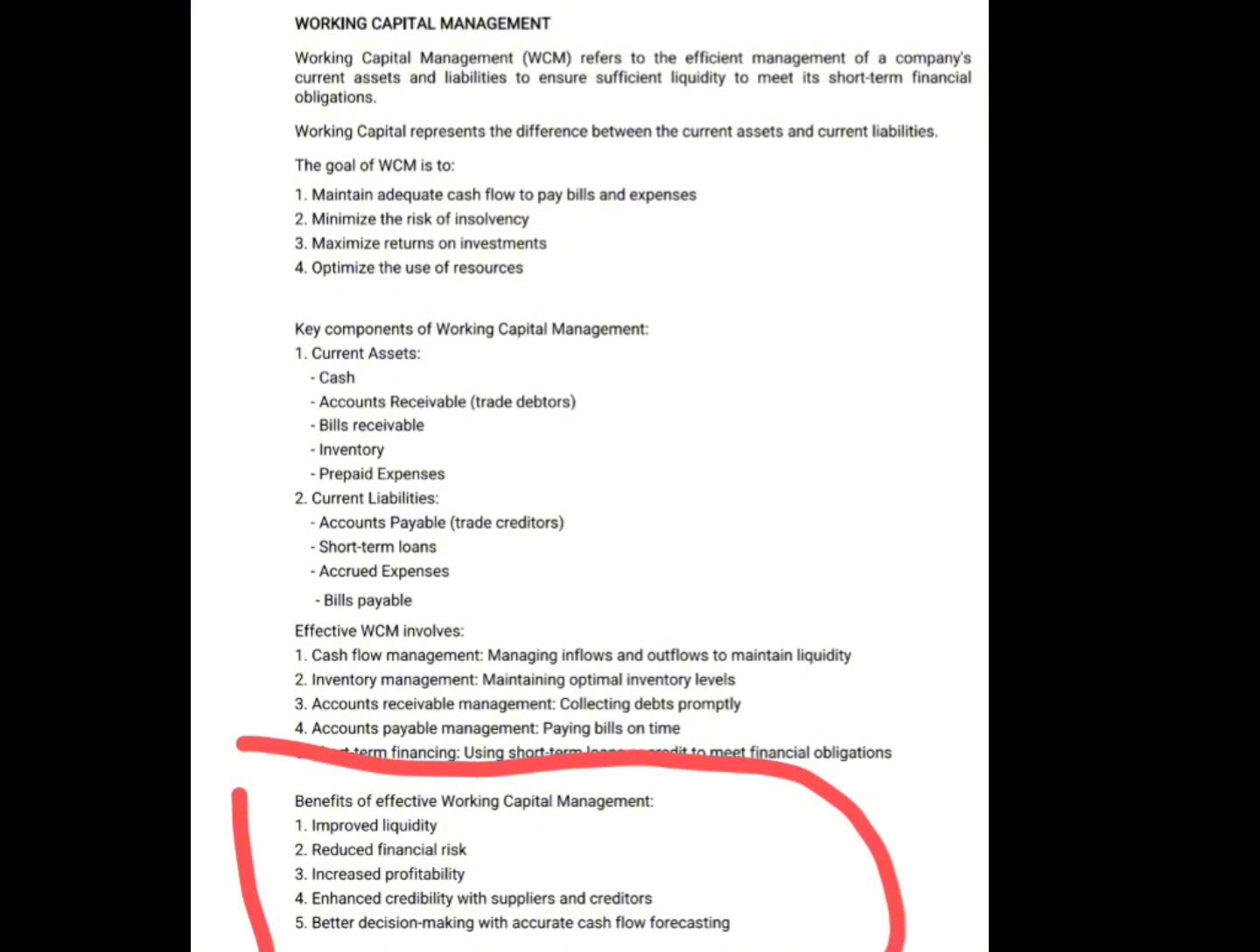Then if there is inefficient working capital, what will that lead to? It will lead to cash flow problems, it will lead to insolvency, it will reduce your profitability, it will damage your credit rating, and you will have difficulty in meeting financial obligations. So by effectively managing working capital, businesses can improve their financial health, increase efficiency, and achieve their goals.